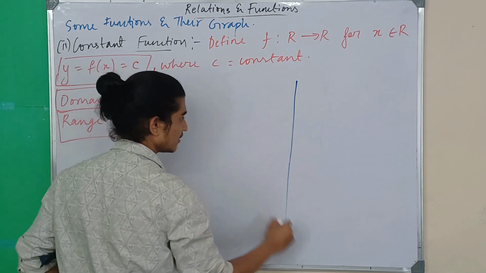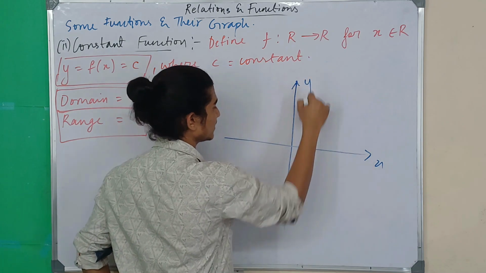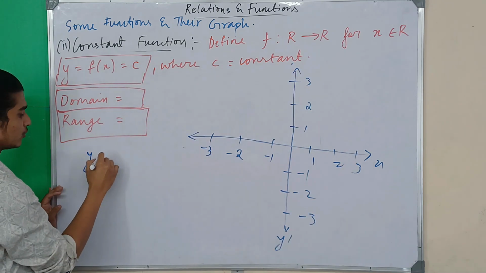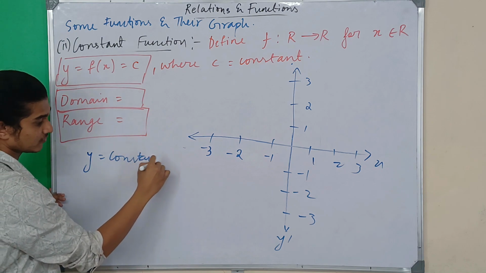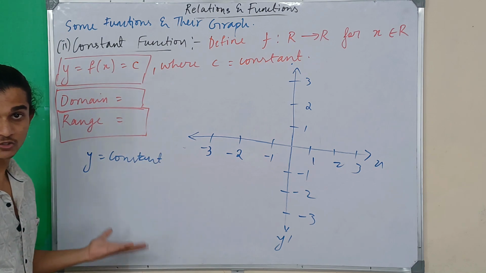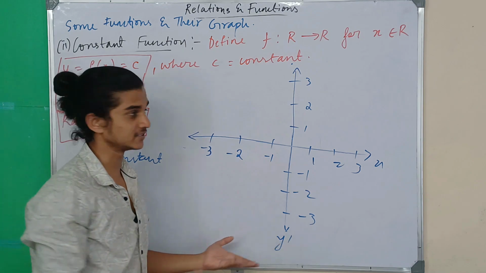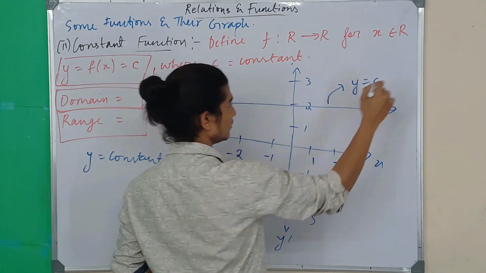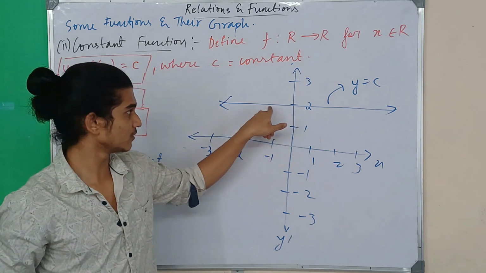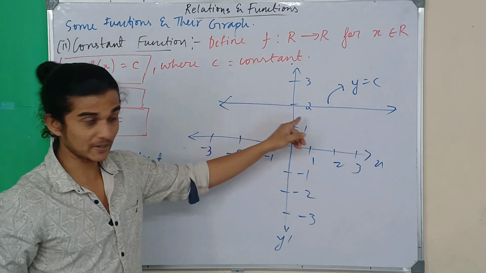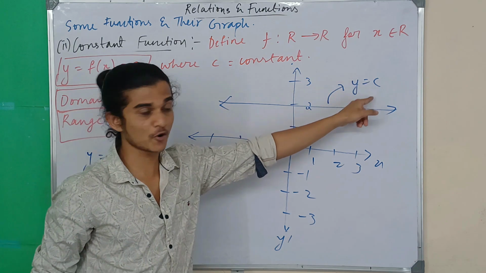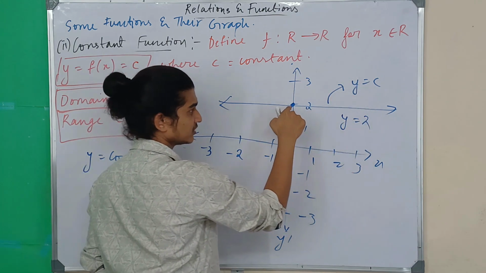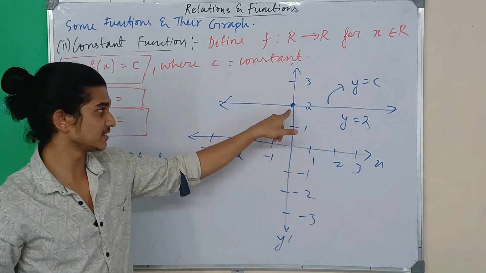So we have the graph again. So this is the x-axis, y-axis, 1 2 3. We already know that if we have the equation y equal to constant, the graph is going to look something like a line parallel to the x-axis. So this is our line. So this line is y equal to constant. Now here, the point where this parallel line meets the y-axis is basically at the point c. So here it's meeting at 2, so we can say y equal to 2. So this line meets the y-axis at the point c.